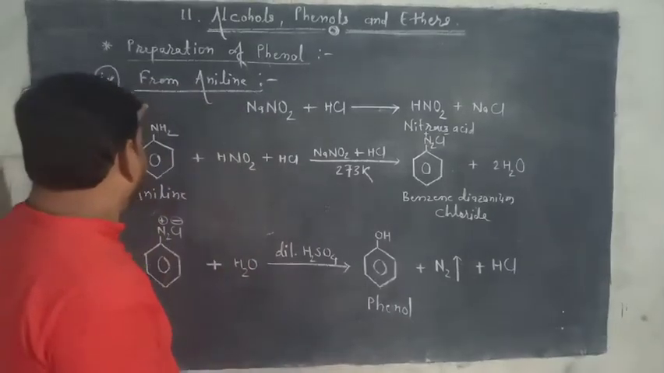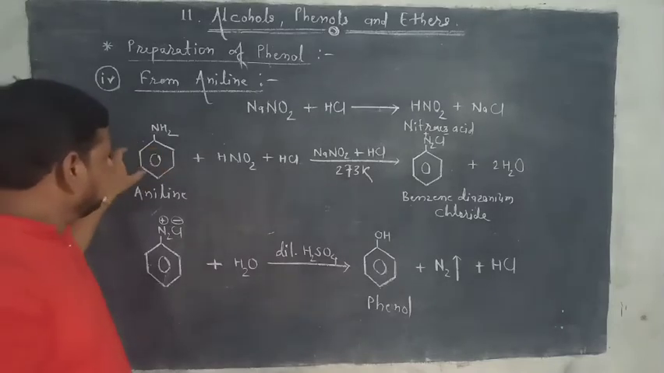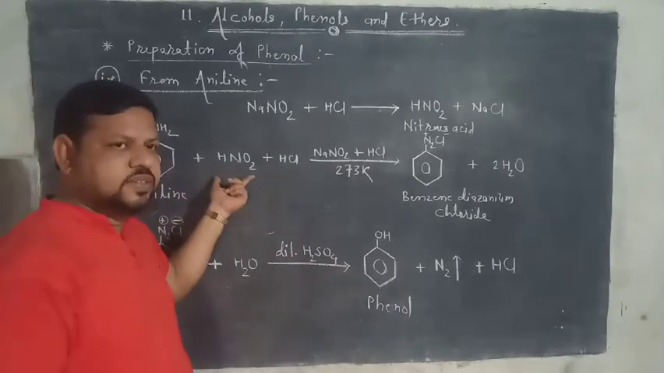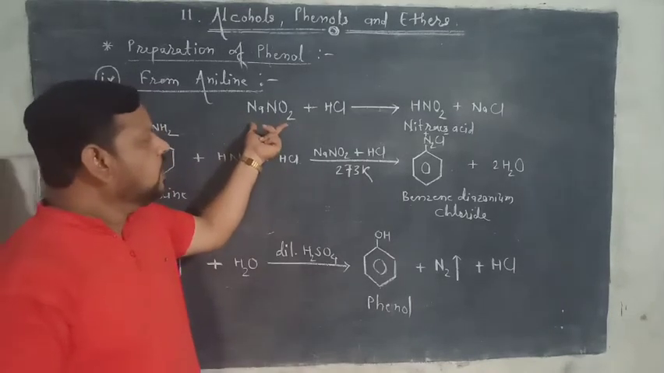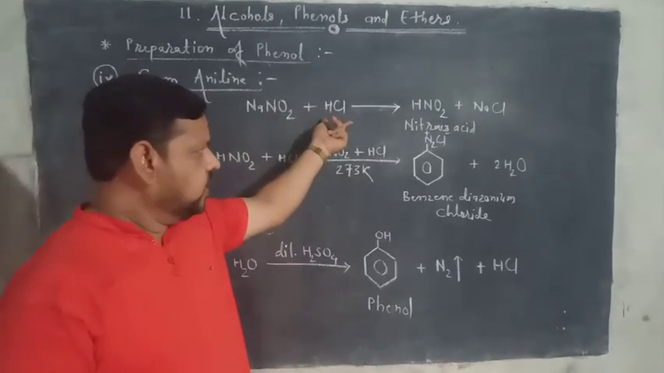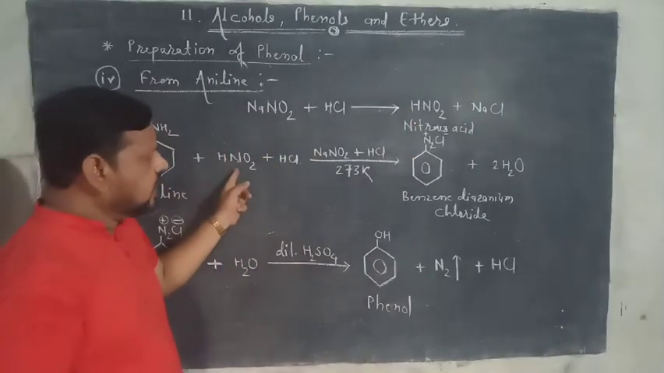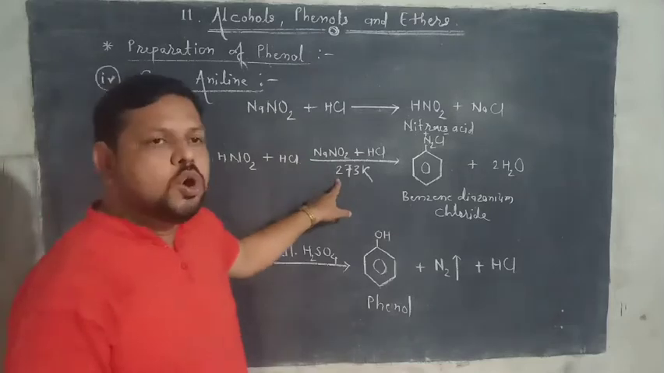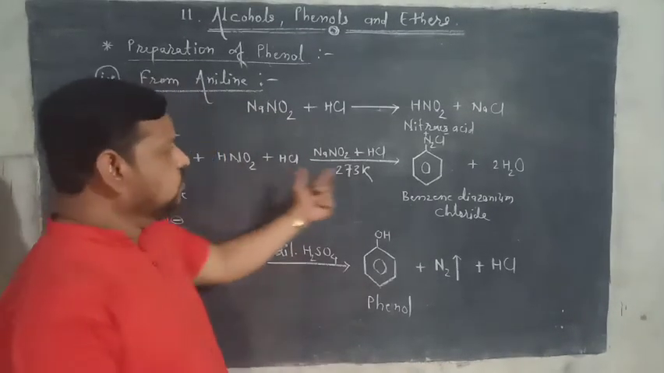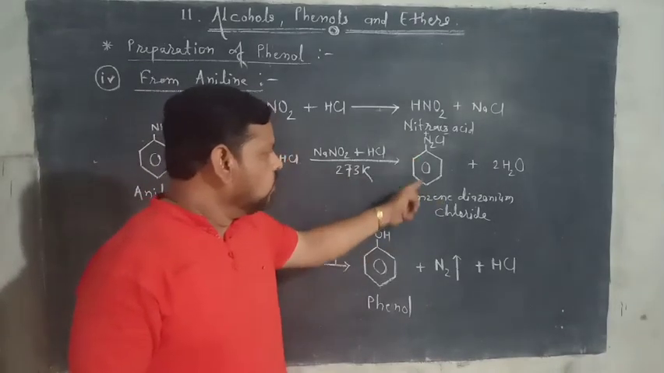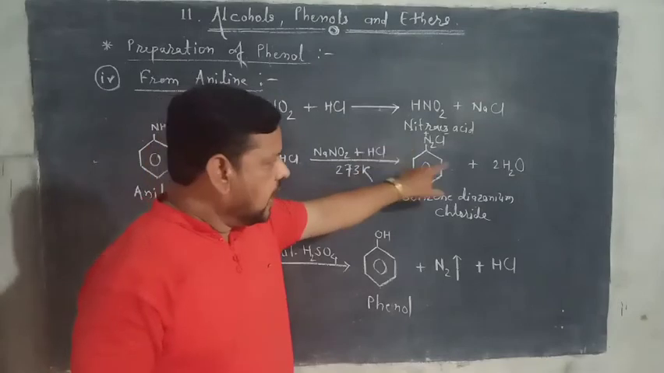Then the next preparation is from aniline. This aniline reacts with nitrous acid. This nitrous acid is obtained from sodium nitrite and hydrochloric acid. Then this aniline reacts with nitrous acid in cold condition at 273 Kelvin temperature. Then it gives benzene diazonium chloride. This is the benzene diazonium chloride and water.